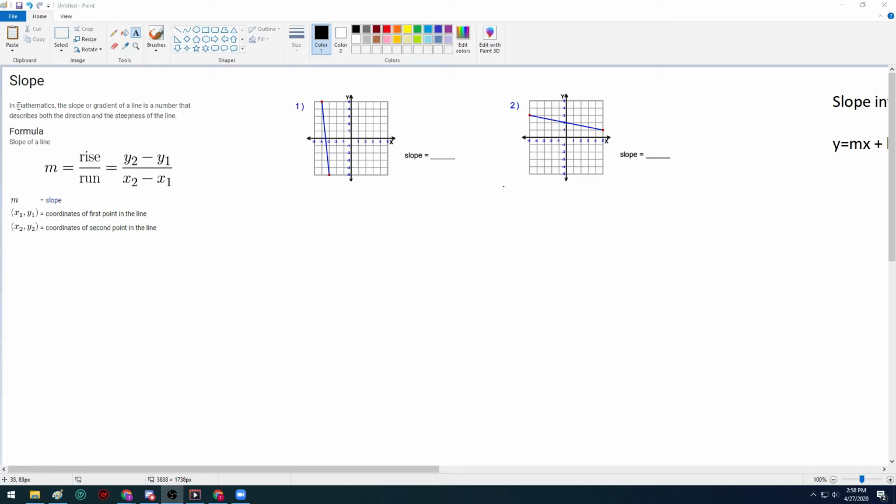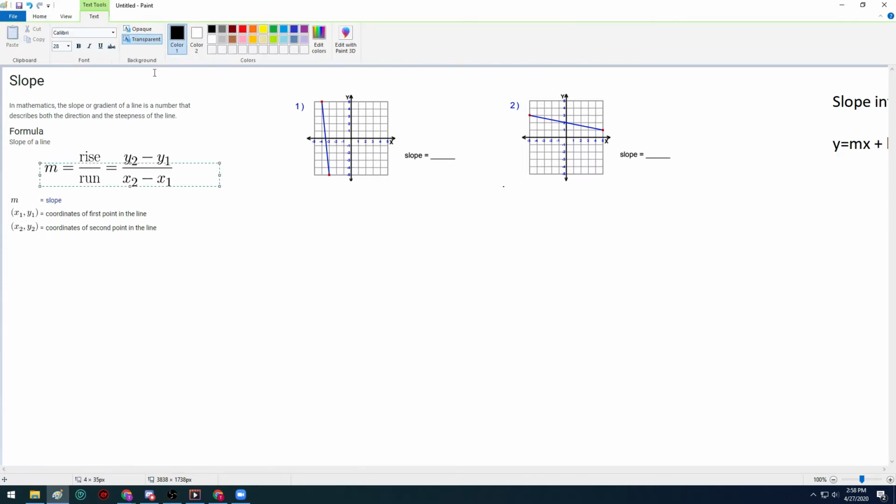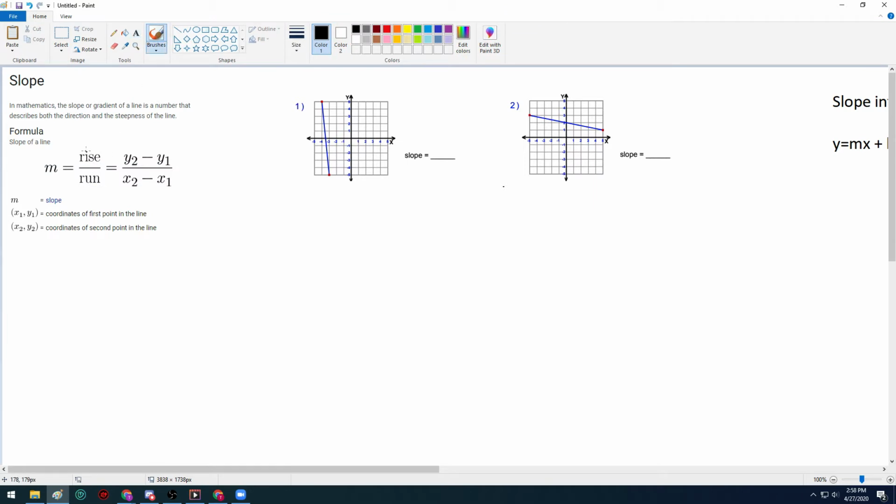Now a slope, or gradient of a line, is a number that describes both the direction and the steepness of a line. The formula we're going to be using for this is m equals rise over run, where rise is the y value, or the up and down. The rise could be either up or down, and run could be either left or right, depending on which direction you're going. More simply, it's the change in y over the change in x.